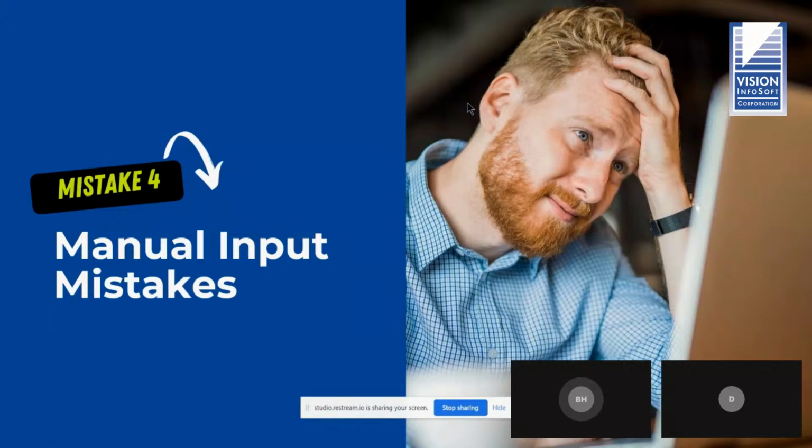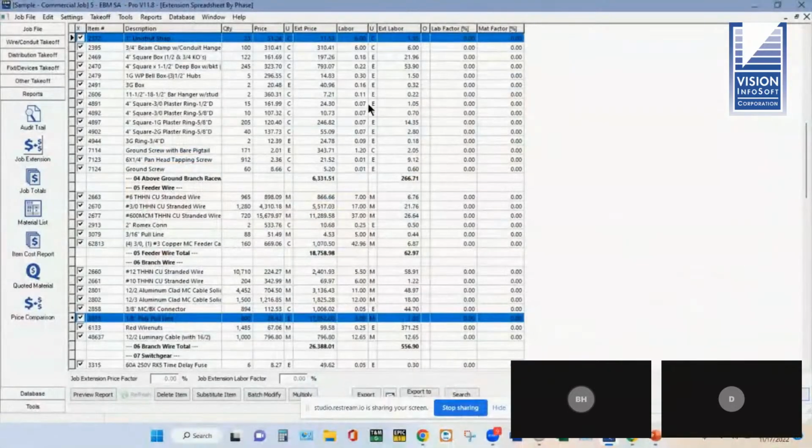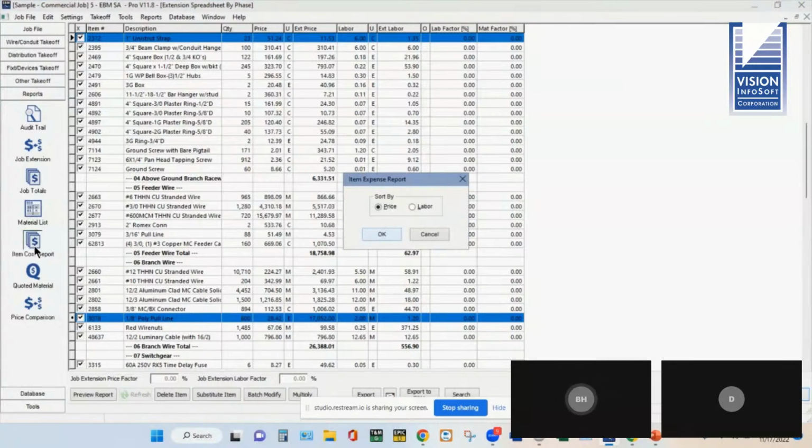Now, there's a report that'll help you catch both of those kind of mistakes: the wrong unit of measure or just the wrong total amount of material. In EBM, it's called the item cost report. I try to show this to everybody, and especially when we do the advanced class, but okay, so over here in reports under EBM, there's what's called the item cost report. And you tell it to sort by price.